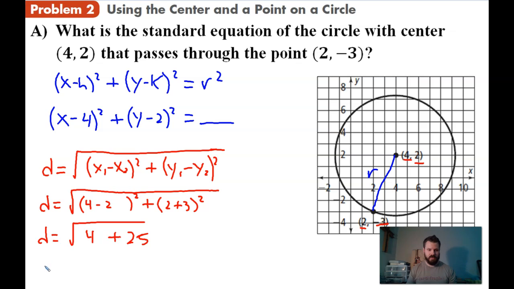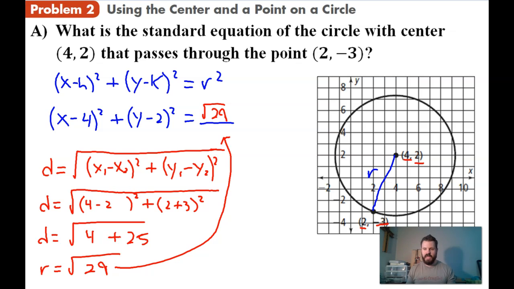All right, so in other words, we could say d, or our radius, is equal to the square root of 29. Now I'm not actually going to plug this into the calculator. Here's why. If I take that radius of square root 29 and then square it, because remember it's radius squared, I actually end up with a nice number.